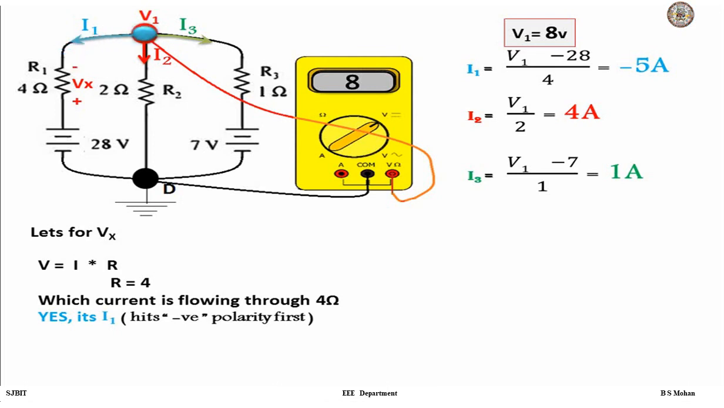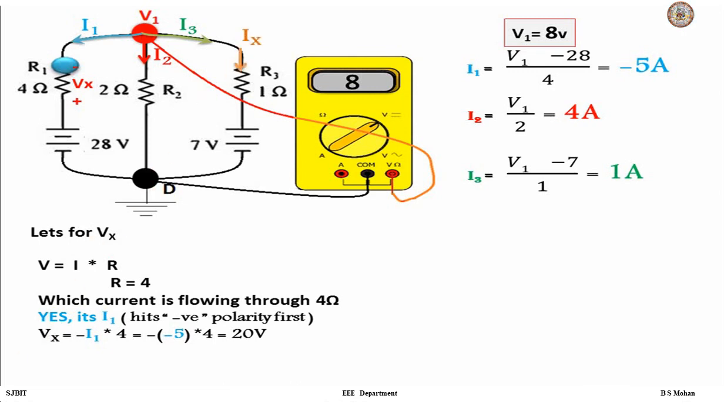Thus the right equation for Vx would be minus I1 into 4, where minus is substituted because the current hits negative of Vx first, and the value of I1 is minus 5. So the answer is plus 20. So when I connect a voltmeter of that polarity across 4 ohm, that is plus at the bottom and negative at the top, I get a drop of 20 volt in that multimeter.